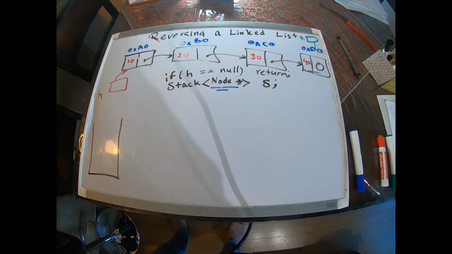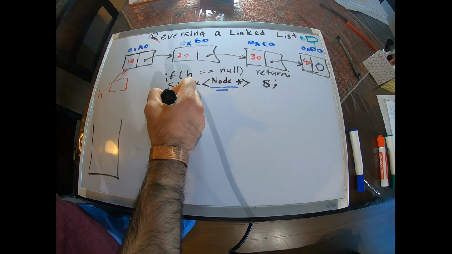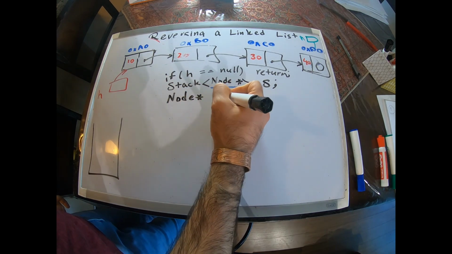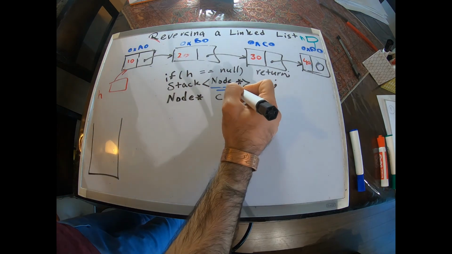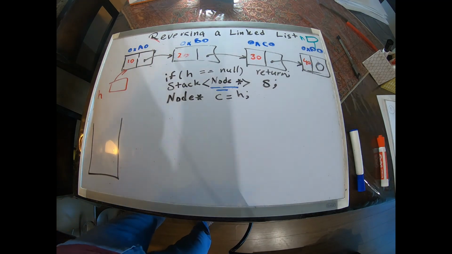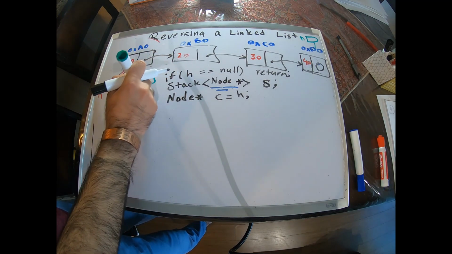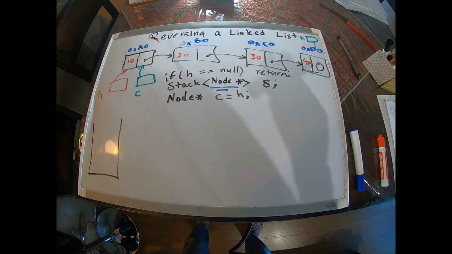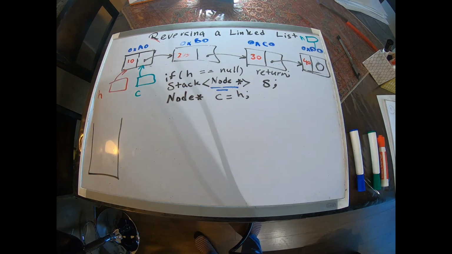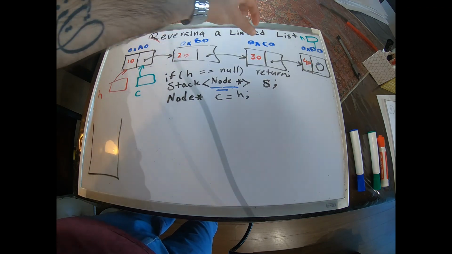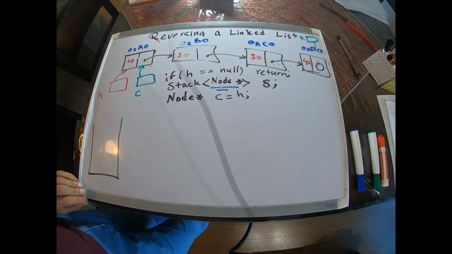So similar to what we did previously, we're gonna have, let's say, node star current equal to head. Okay, so we're gonna have another pointer pointing to where head is pointing to. What I want to do is save all the addresses of these nodes in this stack.